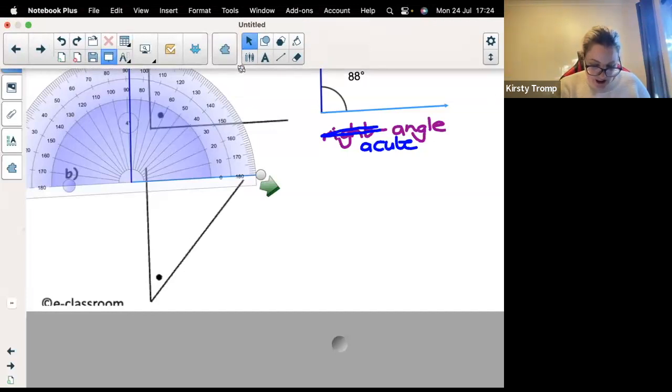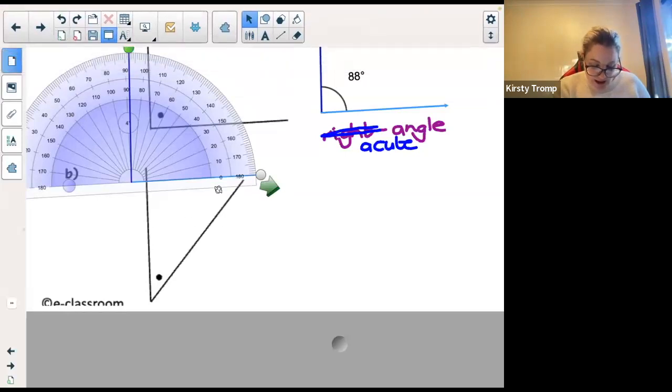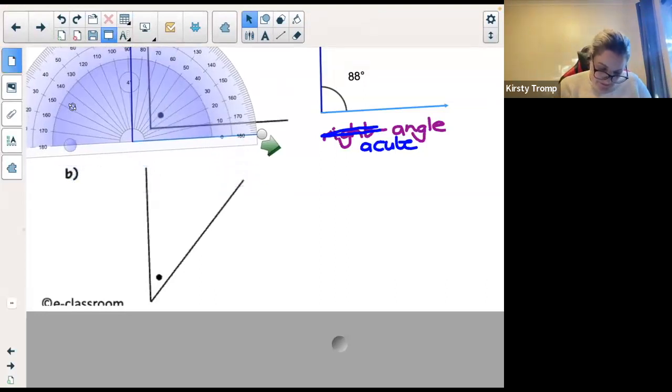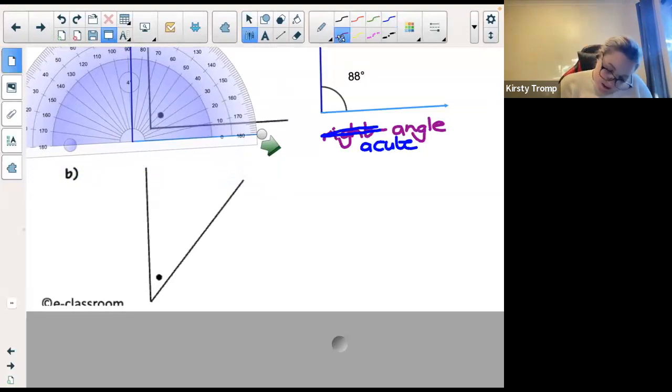Yes, ma'am. Okay, Unati, tell me first, what kind of angle is this? Is it a right angle? Is it an acute angle? What kind of angle is this? I think, ma'am, it's an acute. Well done, acute angle. Cool. So it looks like an acute angle.